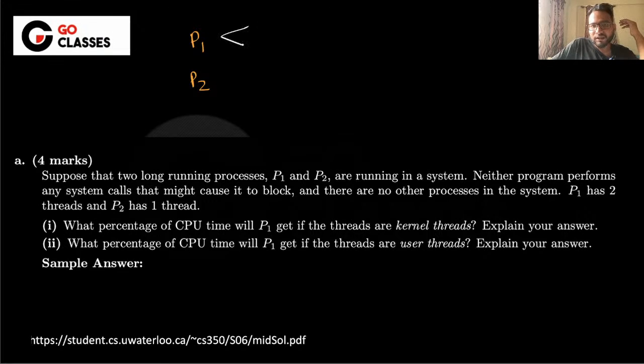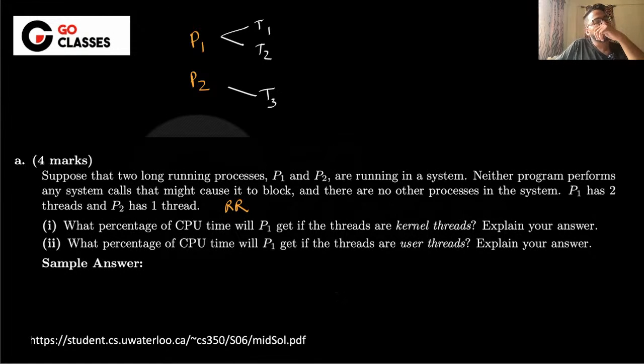So P1 has two threads, let's suppose T1 and T2, and P2 has just one thread, let's suppose T3. Now they are asking what percentage of CPU time will P1 get if the threads are kernel threads? Suppose there is fair scheduling, which means everyone is getting an equal share, let's suppose it is round robin. They are long running processes, which means they run for infinite time.